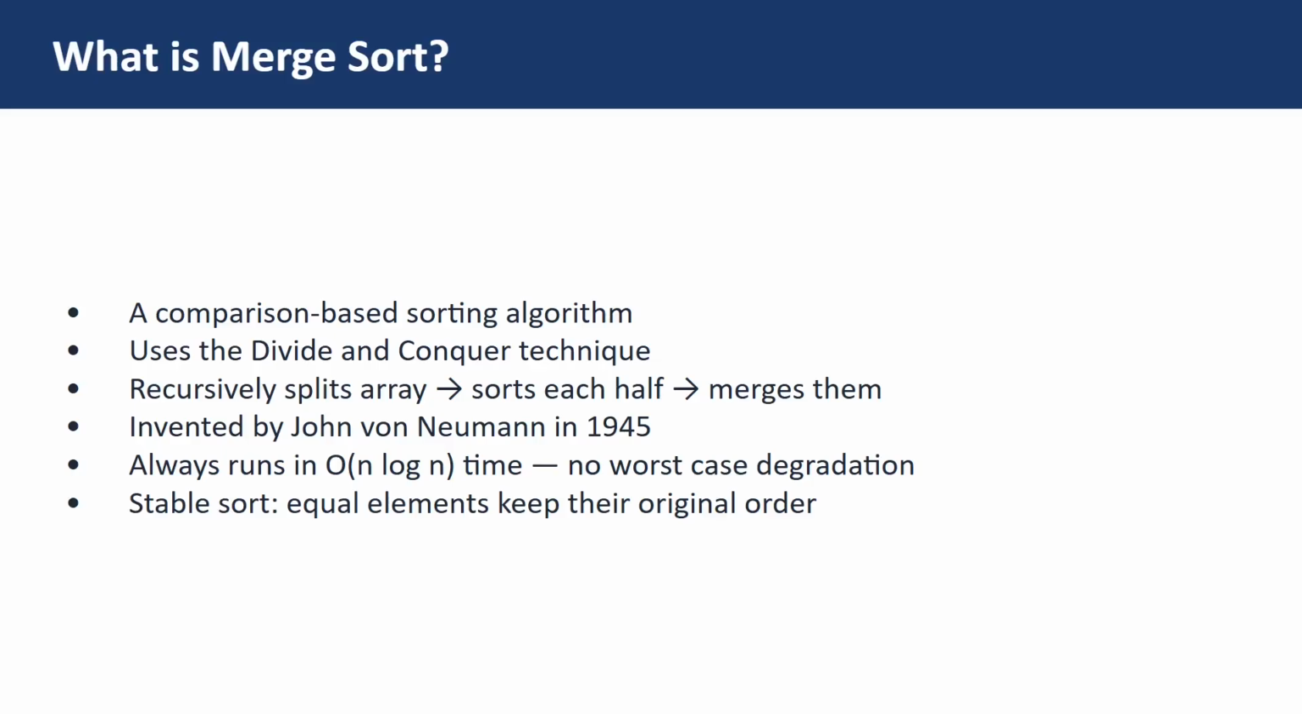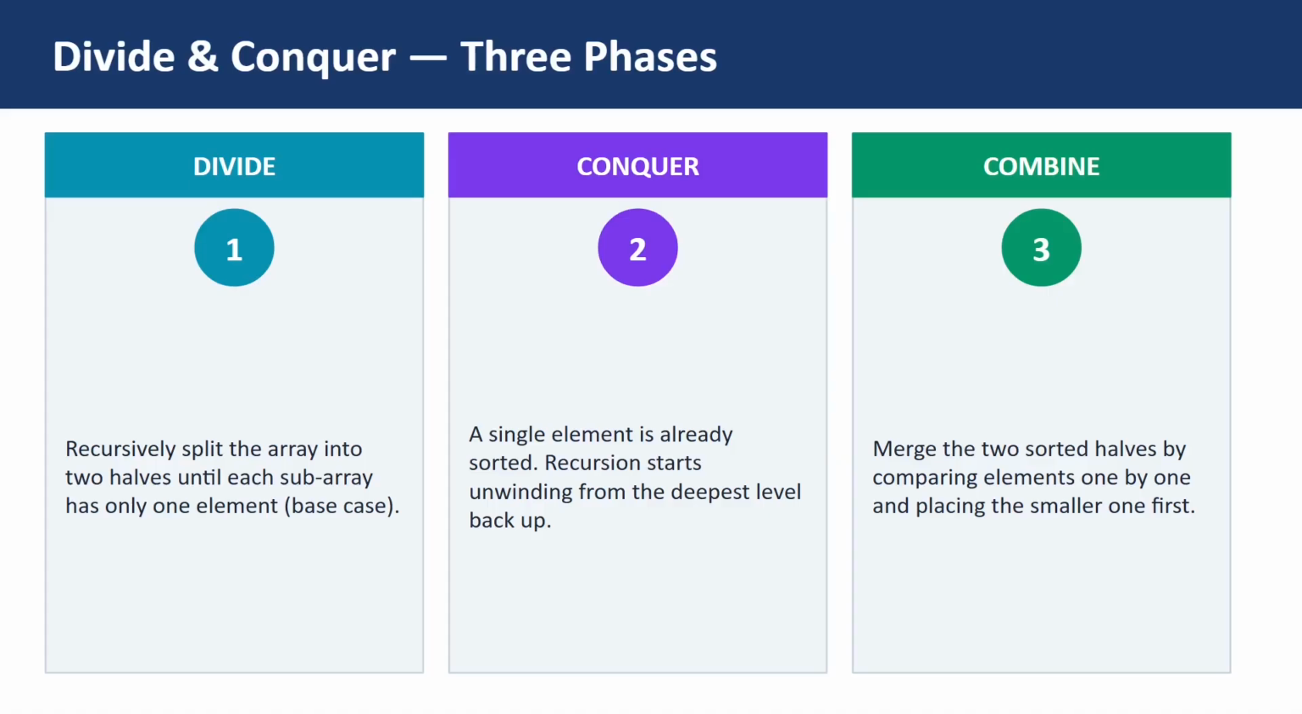It was invented by John von Neumann in 1945, and one of the reasons it's still widely used today is that it always runs in big O of n log n time, no matter what the input looks like. It's also a stable sort, meaning if two elements are equal, their original order is preserved. Now let's understand the three phases.